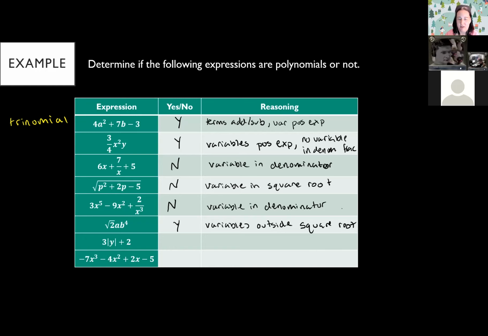Okay, next one is 3 times the absolute value of y plus 2. It's okay to guess. That one's a no, I think, because it has the absolute value in it, right? That's correct. Yeah. The absolute value, it has specifically the variable is in the absolute value. If it was a number in the absolute value, it would be okay. So it's all about the placement of the variable.